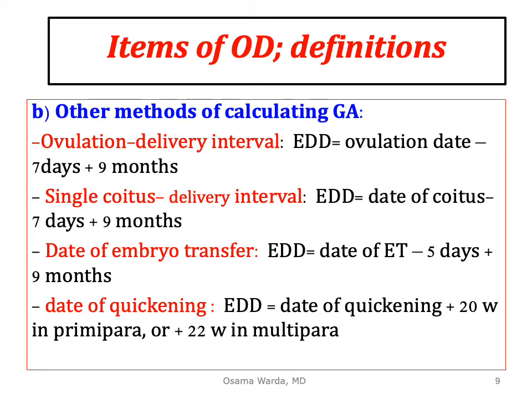The date of quickening from the history: we usually know that quickening is at 20 weeks gestation in primigravida and at 18 weeks in multipara. So to complete this to the expected date of 40 weeks, in primi, we add 20 weeks to the date of quickening. In multi, we add 22 weeks to the date of quickening.